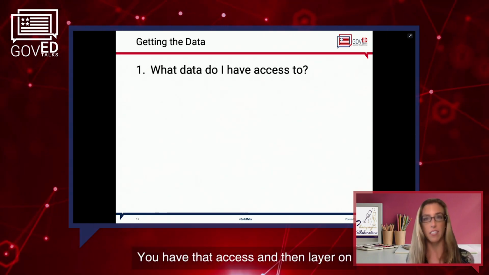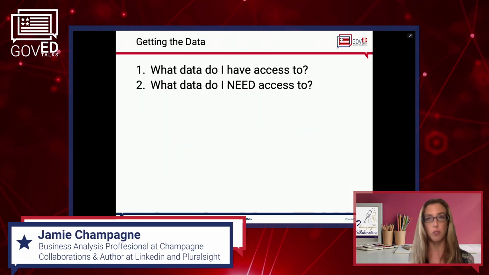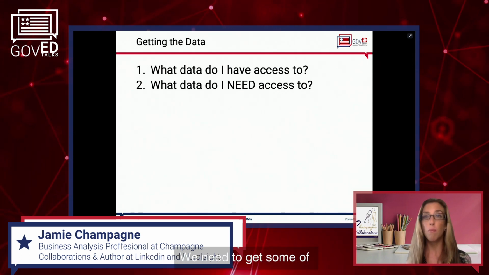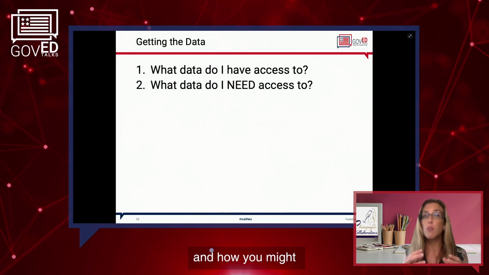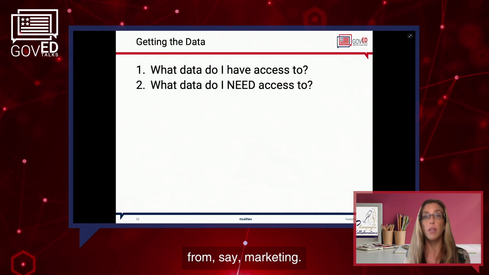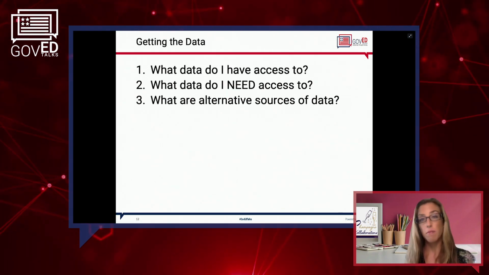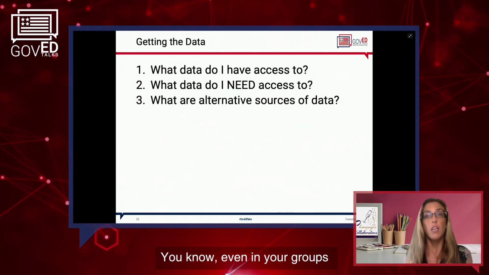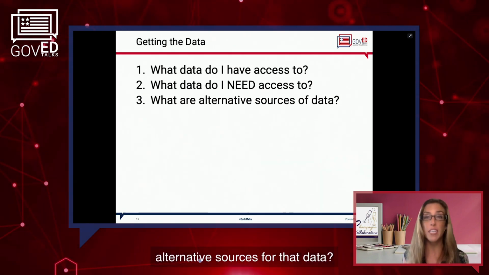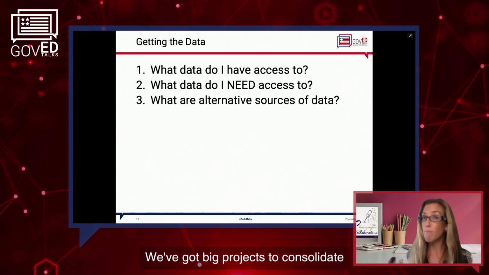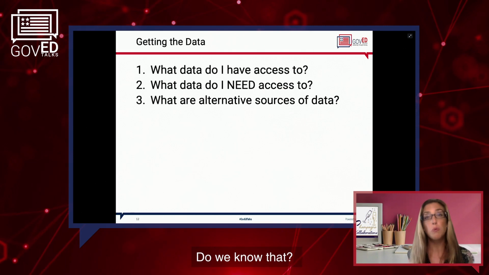You have that access. And then later on, what do you need access to? Because that's where you need the help. We need to get some of that insight, that data. How might you naturally get that data from, say, marketing? Could IT have that same data? Even in your groups where you might typically go, do you know alternative sources for that data? We've got big projects to consolidate and leverage our data. Where are those sources? Do we know that?